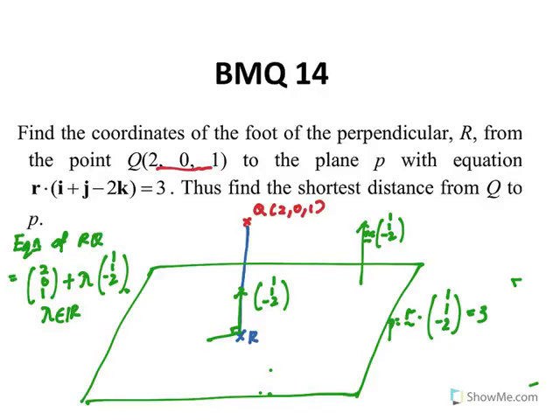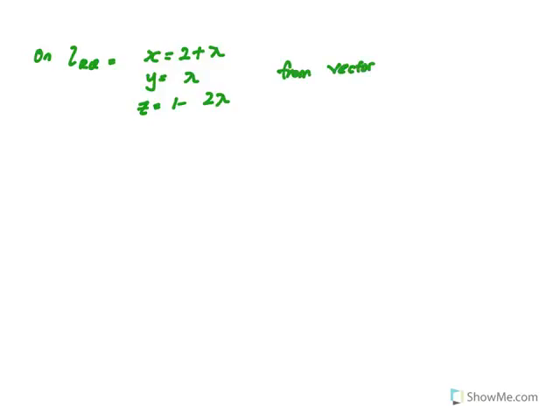After that, we need to find the foot of the perpendicular, which means finding the intersection of RQ and the plane. On the line RQ, to find the point of intersection, your x equals 2 plus lambda, your y equals lambda, and your z equals 1 minus 2 lambda. This is from the vector equation of the line RQ that we have just found. Then all you need to do is substitute it into the plane.